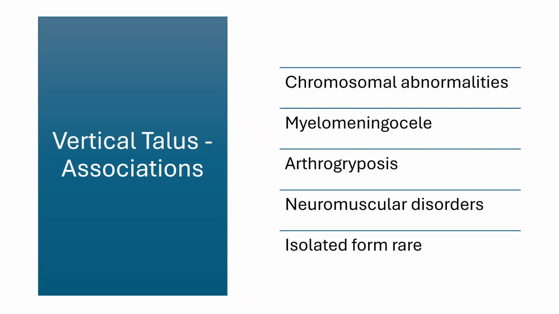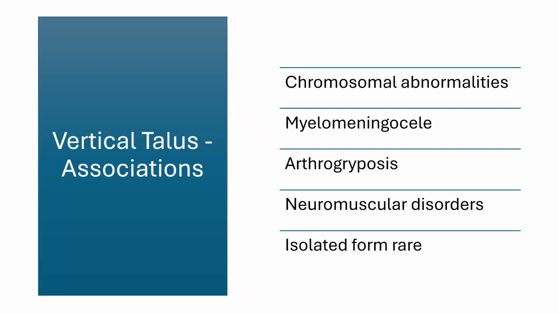The syndromic associations with congenital vertical talus underscore why this finding should trigger comprehensive evaluation rather than isolated foot treatment. Chromosomal abnormalities frequently include vertical talus as part of broader developmental disruptions affecting multiple organ systems. Myelomeningocele creates vertical talus through altered muscle balance and neurological control, while arthrogryposis produces the deformity through generalized joint contractures and muscle weakness. Various neuromuscular disorders can manifest vertical talus as one component of their clinical presentation, reflecting the complex interplay between normal muscle function and foot development.